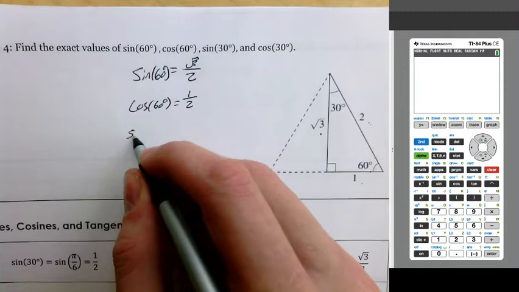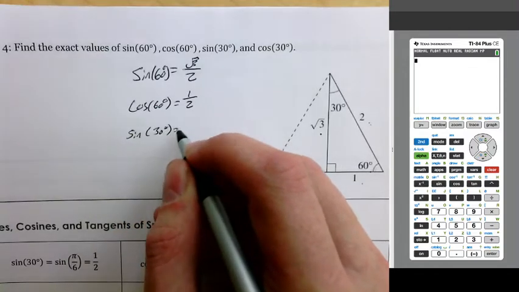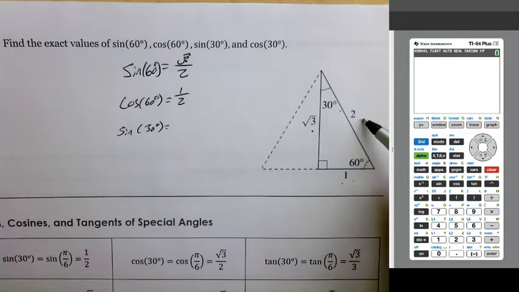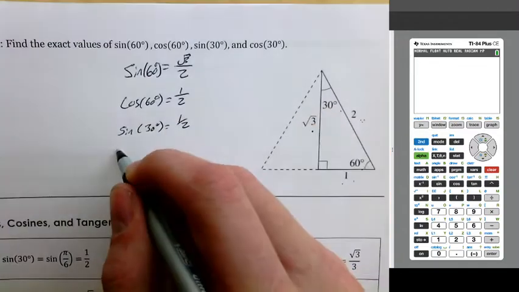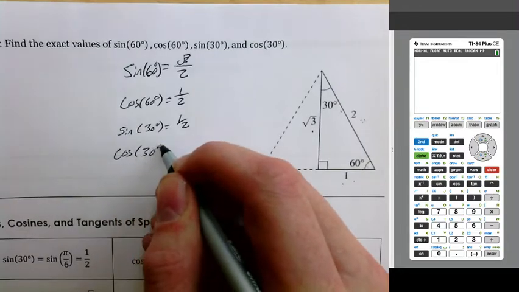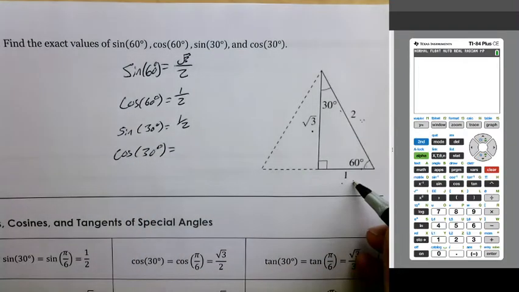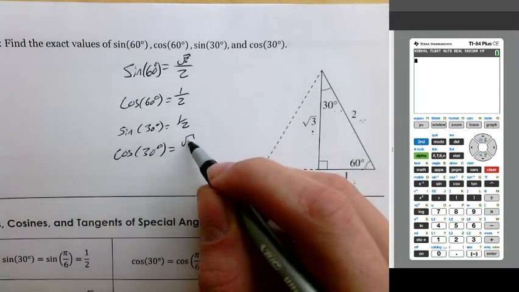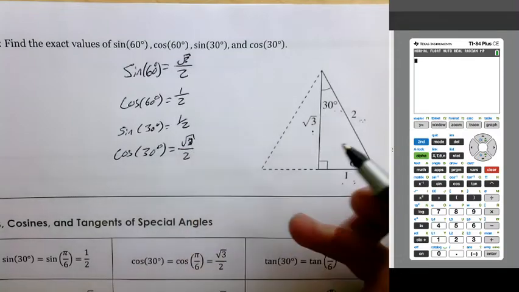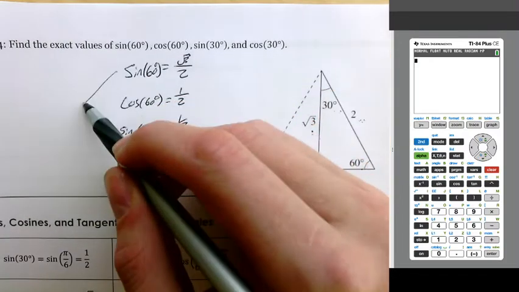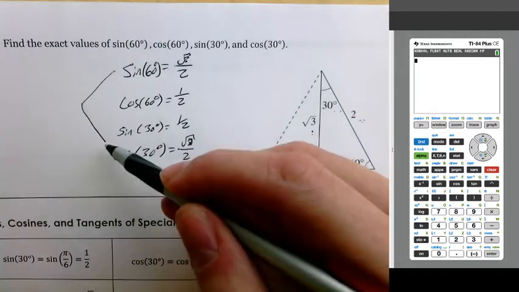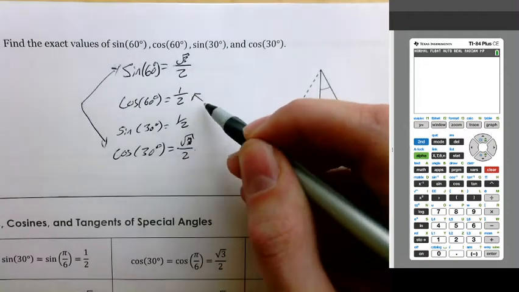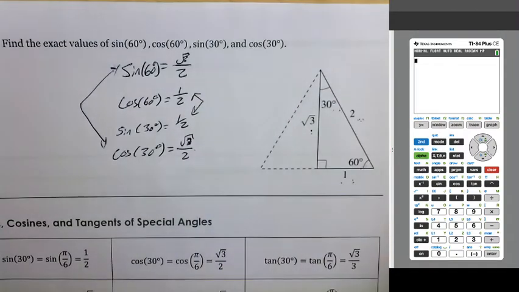Now, sine of 30, now we're focusing on the 30 degrees and taking sine. Sine is opposite over hypotenuse, so that's going to be 1 over 2. Cosine of 30 is going to be the adjacent side of 30, which is root 3, over the hypotenuse, which is 2. So notice we have a fun little property there. Sine of 60 and cosine of 30, those are the same. And cosine of 60 and sine of 30, those are the same.